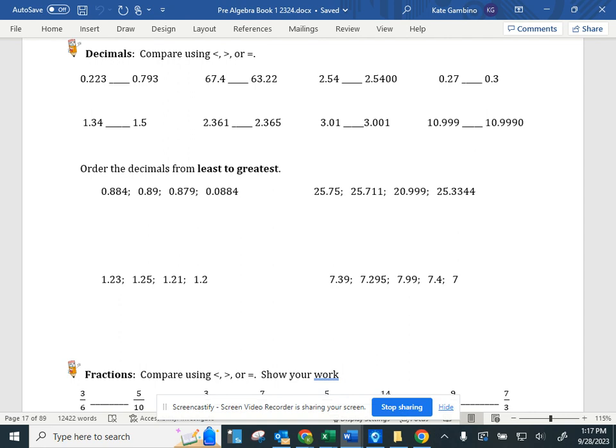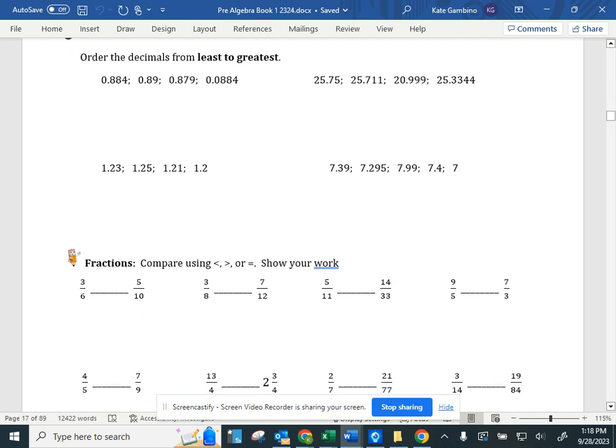Start with the farthest place to the left and go to the right. If we're at 1.34 and 1.5, they both have 1s in the ones place, so then look at your tenths place. Which one is greater than, which one is less than, or are they equal? There will be some that are equal, so see if you can find those. Then we're going to order those decimals from least to greatest.